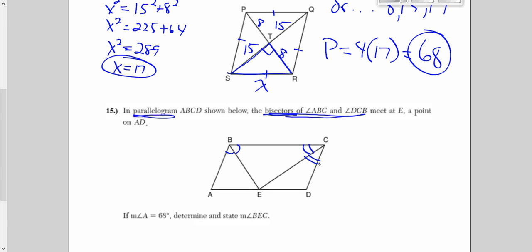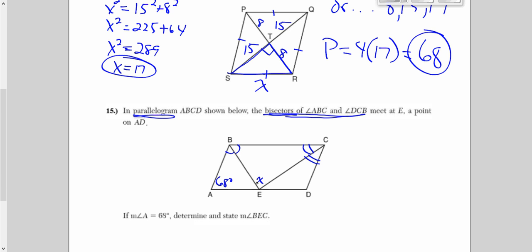Nobody sees a number in this problem? 68 degrees. There we go. And they want us to find the measure of angle BEC. I'll put an X in for that angle, or a theta if you like. Okay. So we're going to have to do some thinking here about how to work our way over to that angle that they want. All right.